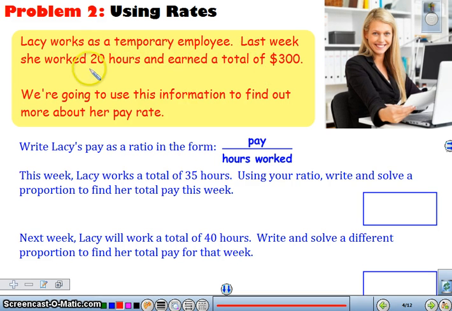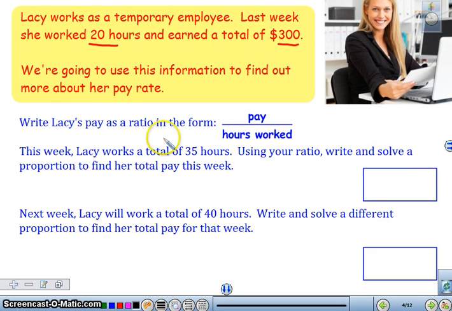Lacey works as a temporary employee. Last week, she worked 20 hours and earned a total of $300. We are going to use this information to find out more about her pay rate. So, first thing we want to write is her pay ratio, which is the pay to the hours worked. If we look at that, that means this week, Lacey worked 35 hours.